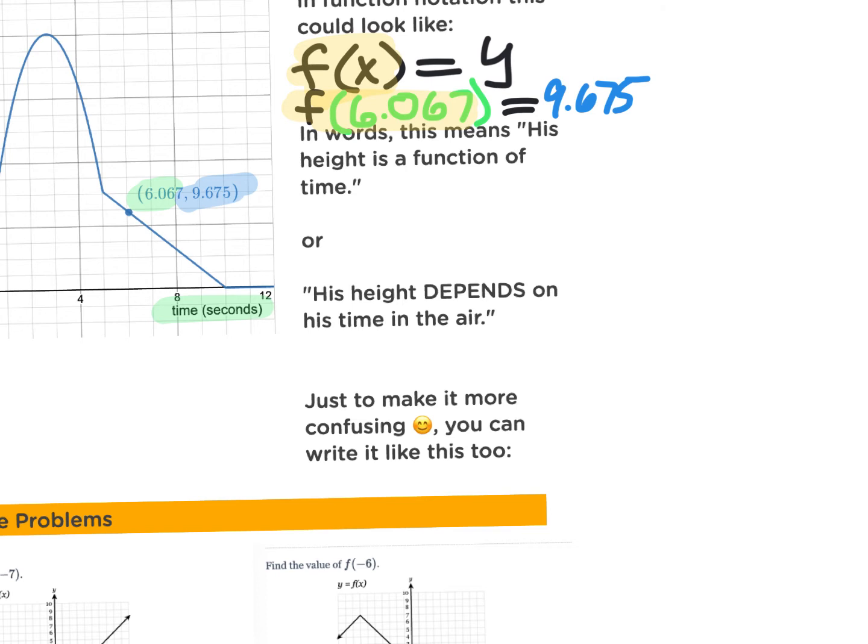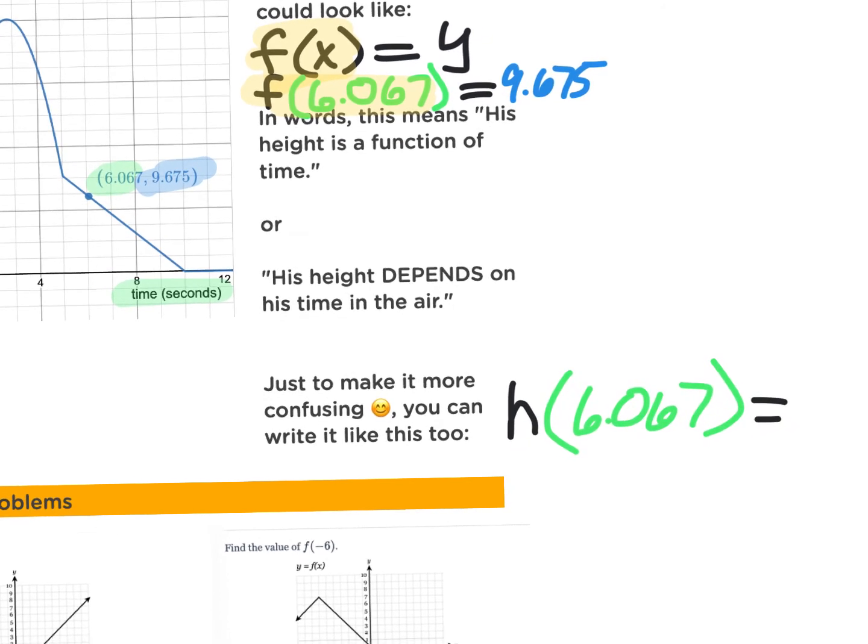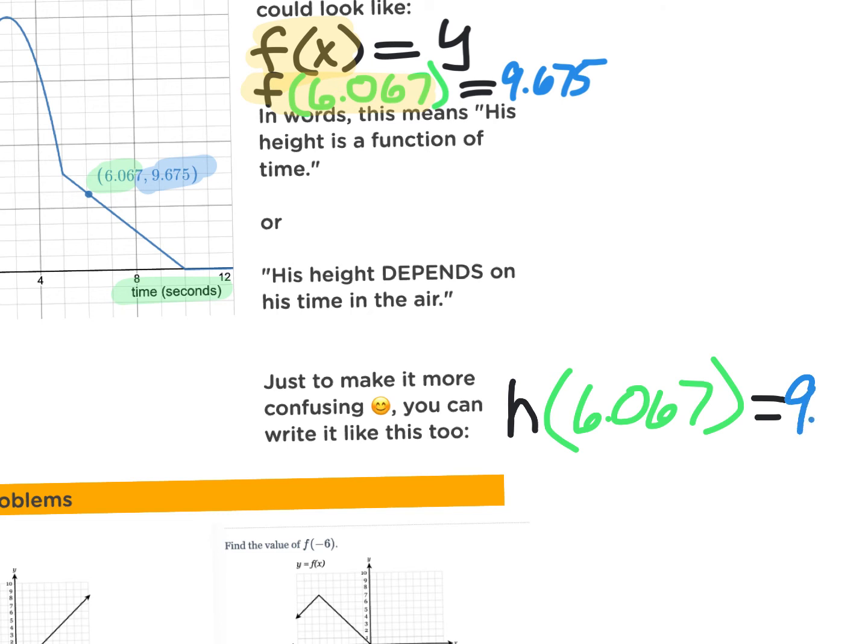So sometimes instead of using the letter X, they'll use a letter that corresponds to the situation. So you might see this situation written like this. Instead of f of x, it'll say h of 6.67 because this particular situation involves height.